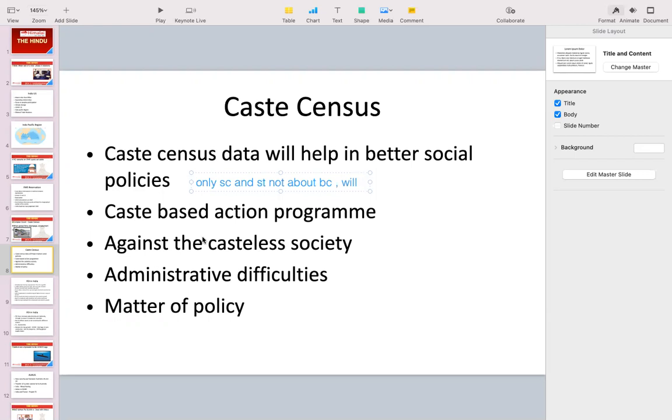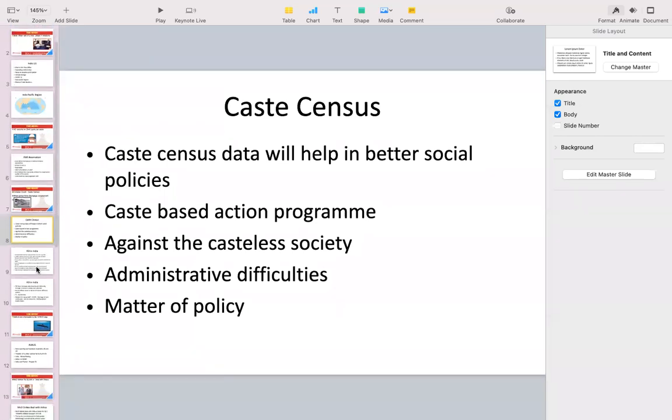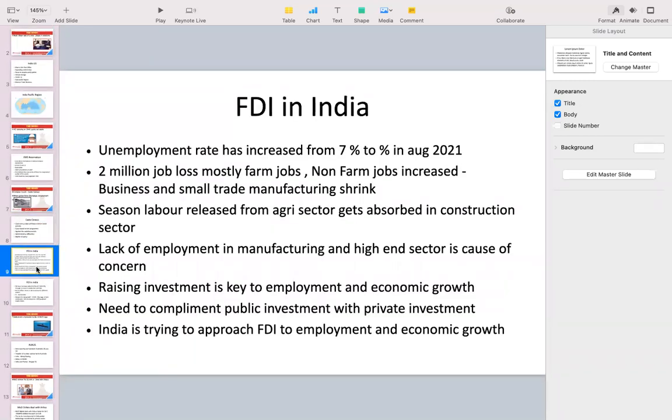Also, the idea of a caste census is against the casteless society which we want to achieve. So these are some of the disadvantages. Now, what is the advantage if we do it? If you have caste related data, as we know, it's a social reality in India. Till now, many things keep revolving around caste, and caste based action programs can be taken. As we are doing it for SC and ST, the same things can be done for the backward classes as well. But we are discouraging it as a matter of policy. So these are both sides of the coin. If you were to analyze, you can write about the pros as well as the cons of this policy.